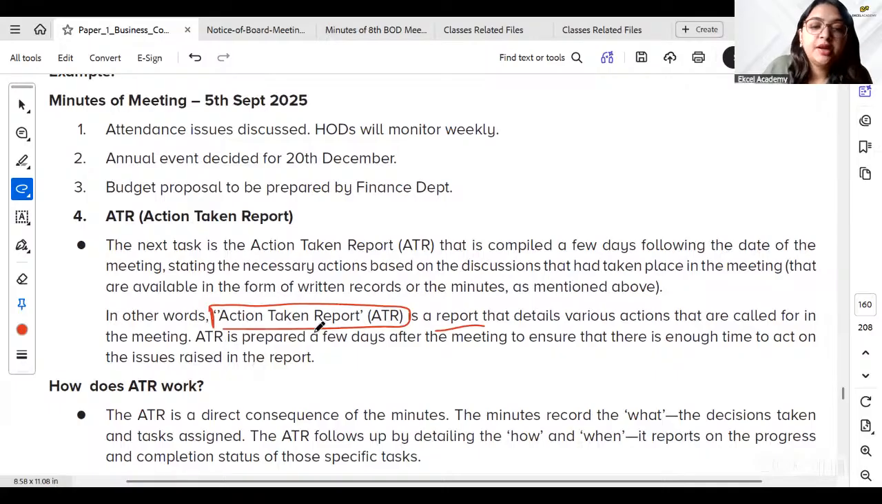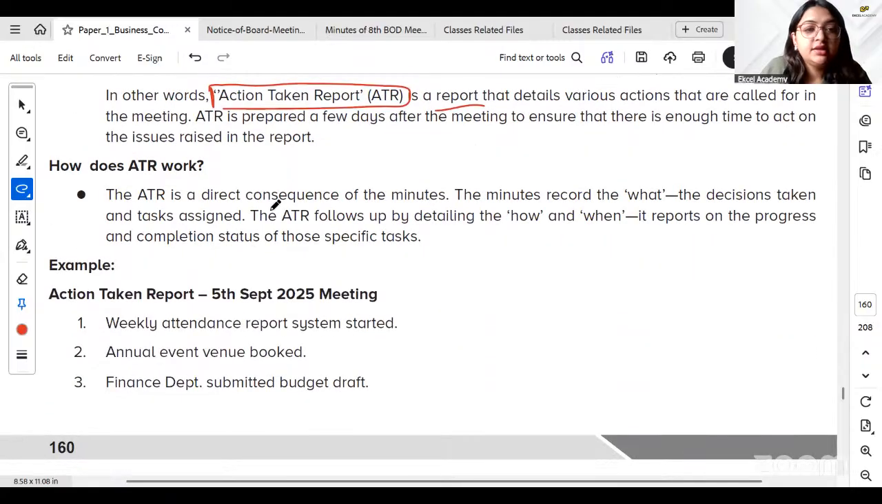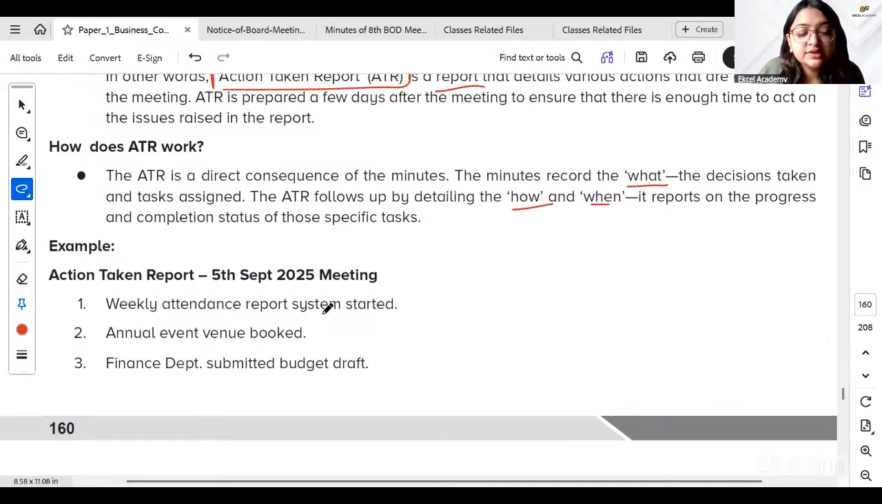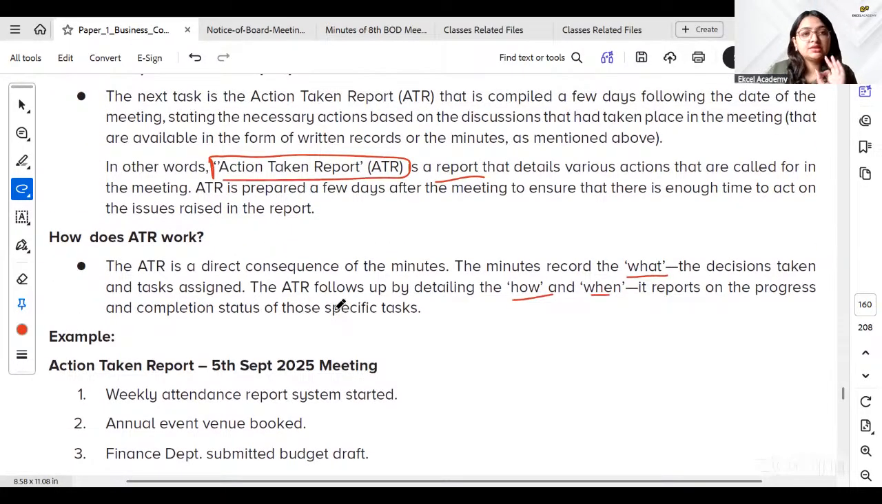So ATR is prepared a few days after the meeting to ensure that there is enough time to act on issues. How does ATR work? It is a direct consequence of minutes. The minutes record the what, that is what was discussed, and the ATR follows up by detailing how and when. That is how do we achieve this and by when do we achieve it. All right. This is again an example. All right, so this is the concept of your minutes of the meeting. All right, so I hope you have understood it.